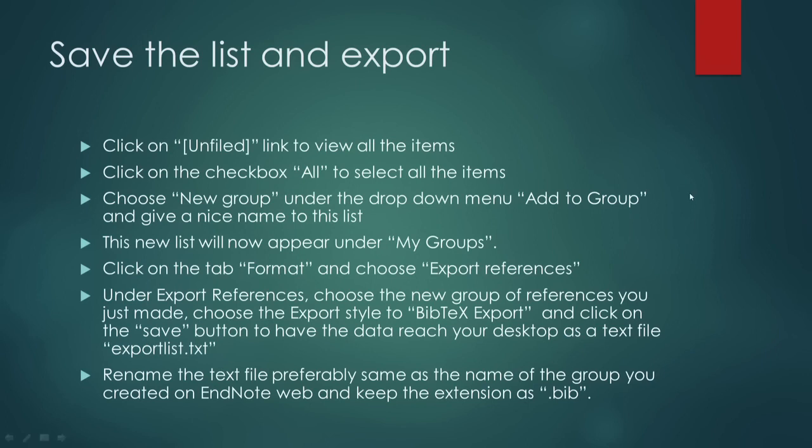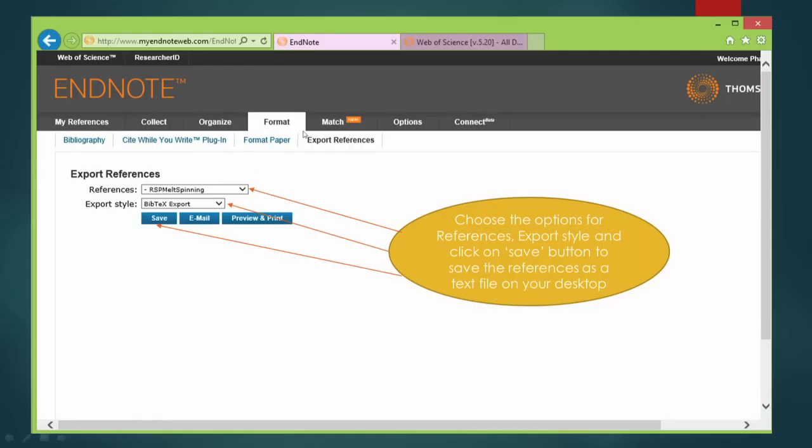Click on the save button to have the data reach your desktop as a text file called exportlist.txt. And because the format that you have chosen is BibTeX format, you should actually rename the file to be a .bib file. And here is the screen that does it.